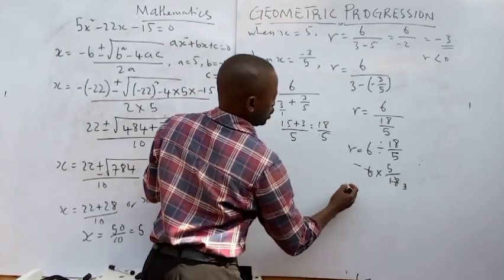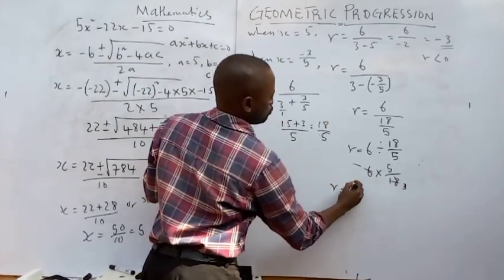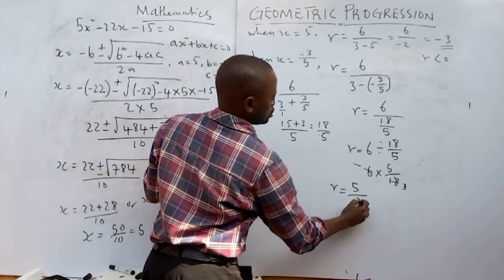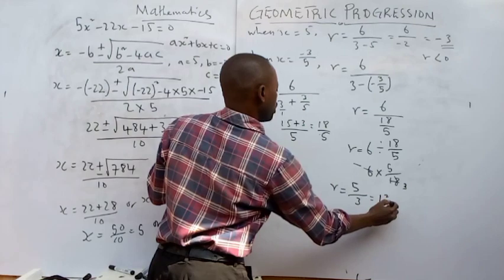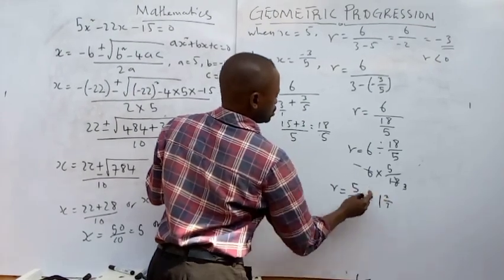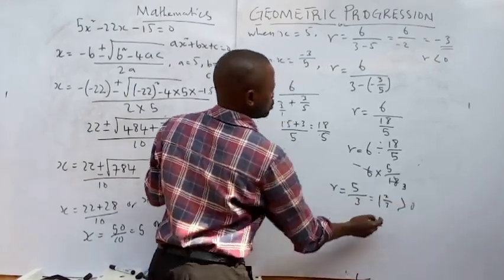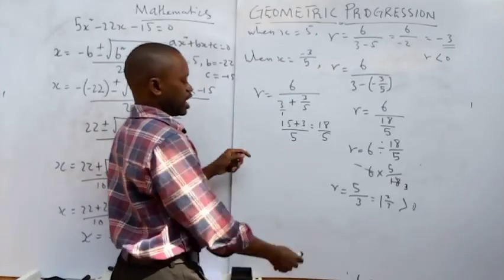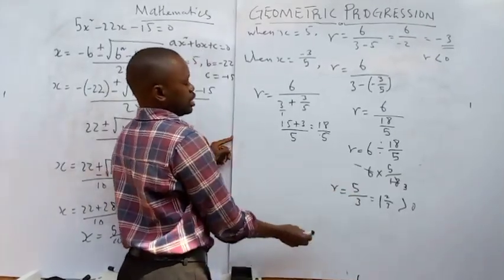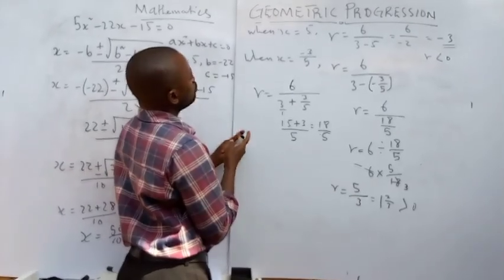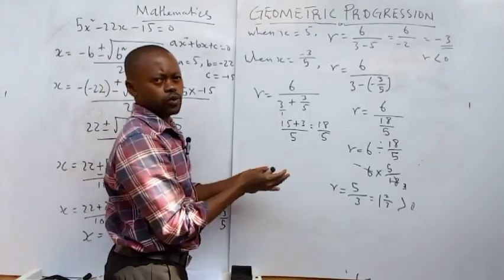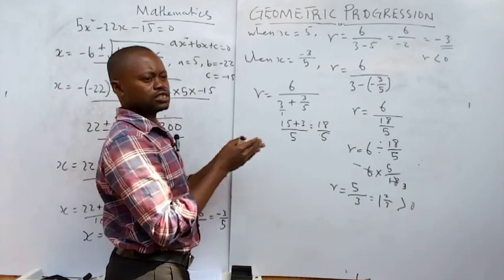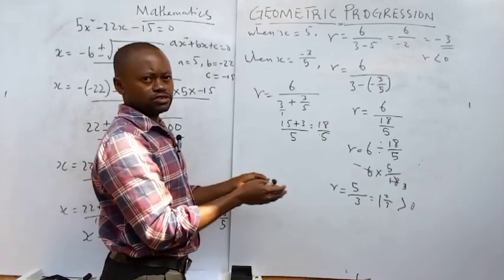Do you realize that our r here is 5 over 3, which is around one whole number 2 over 3? This is greater than what? It's greater than 0. So the value of r is 5 over 3, and the corresponding value of x is minus 3 over 5, according to the requirement of the question, that r should be greater than 0.